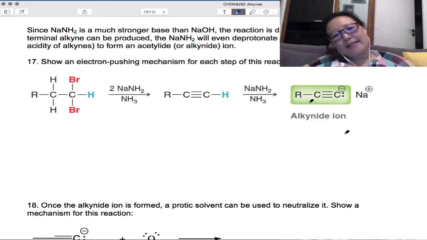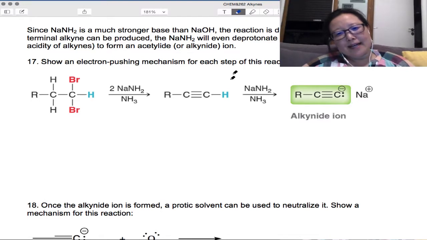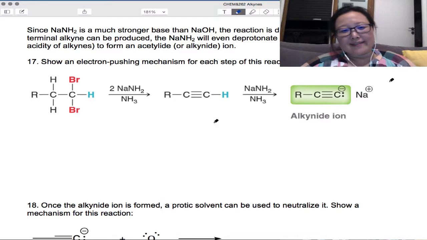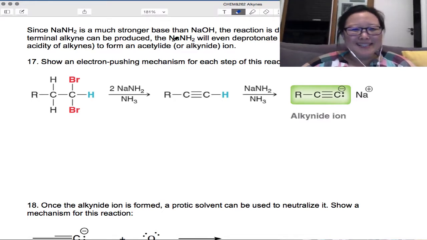So here's an explanation again of why sodium amide is used. If this is a stronger base than this is, it's going to go forward. How do I know that? Because the conjugate acids are the opposite. This is a stronger conjugate acid than ammonia is, so it's going to be pushed forward. So bottom line is you're going to basically see sodium amide much more than you're going to see sodium hydroxide in these reactions.